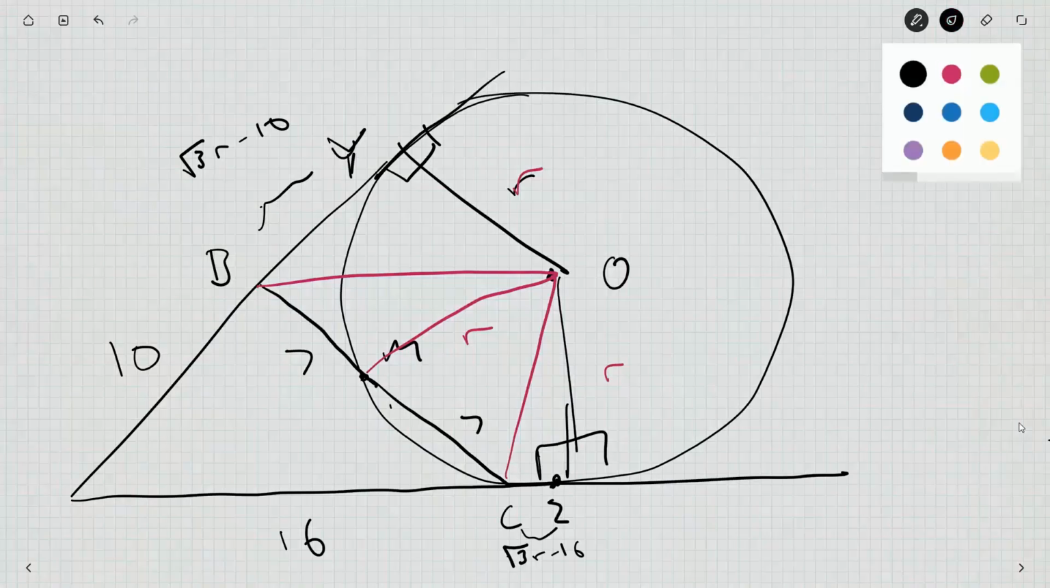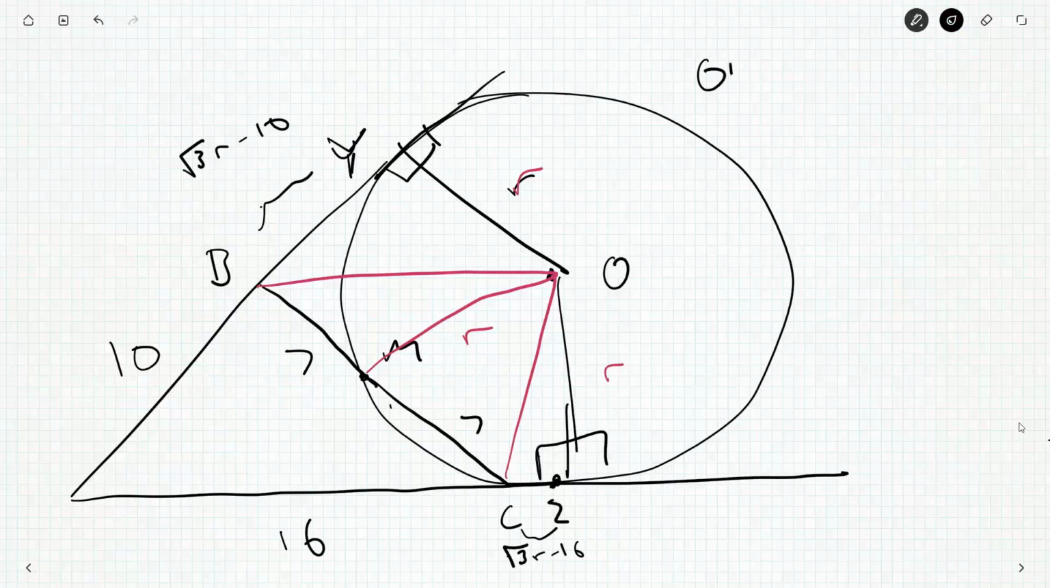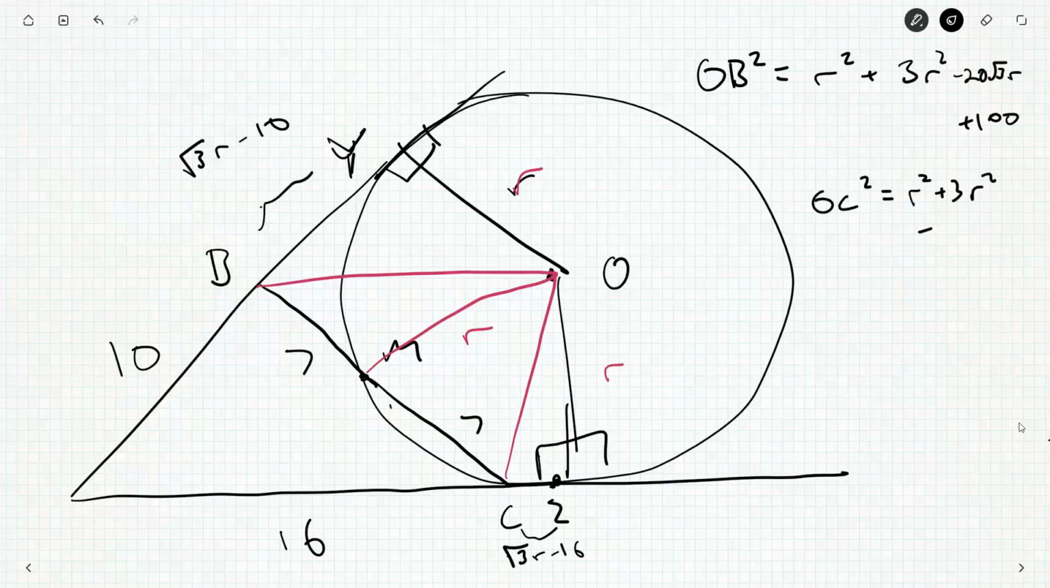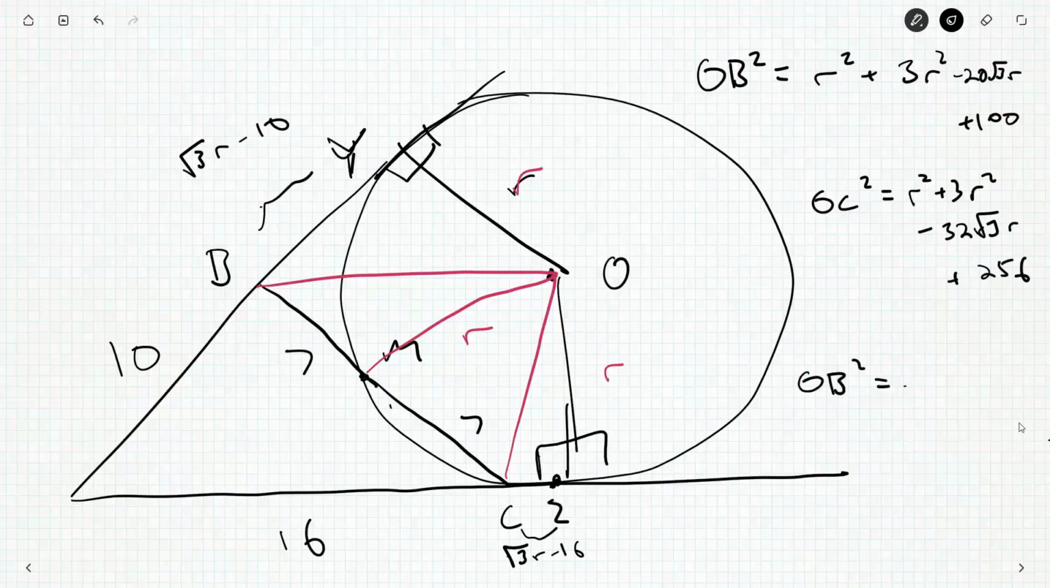Well, let's at least calculate OB and OC. It can't hurt to have more of these, or more information. So OB squared is R squared plus 3R squared minus 20 root 3R plus 100. And OC squared is... Yeah, this really doesn't seem like it's helping. R squared plus 3R squared minus 32 root 3R plus 256. So technically, I guess we've got 4R squared minus 20 root 3R.